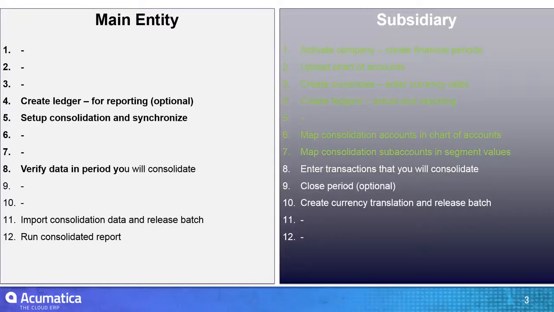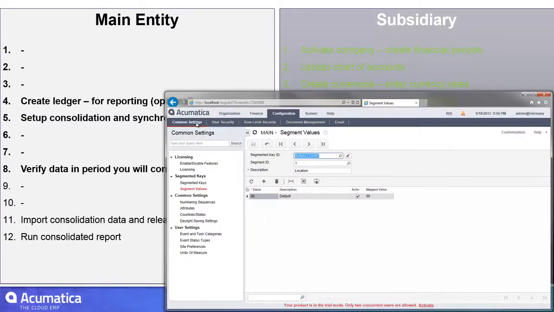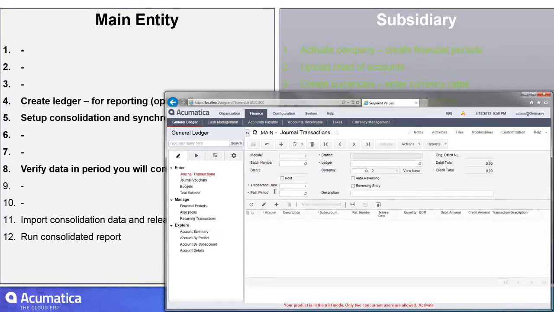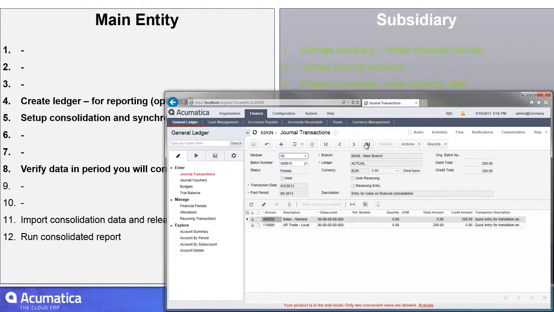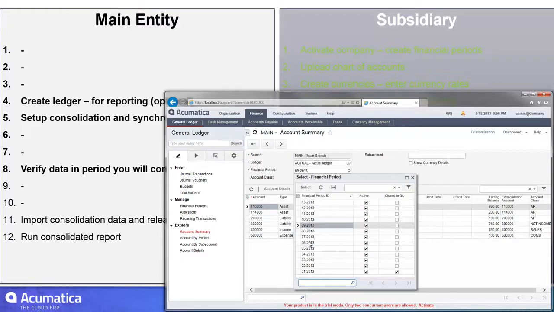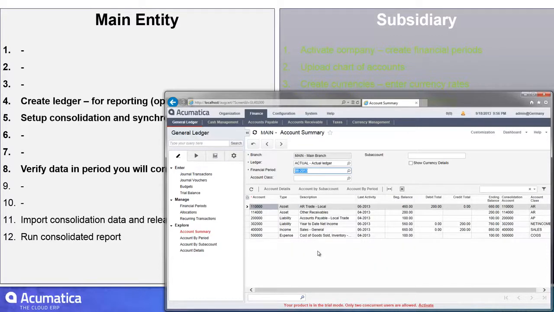So after I've done that, I went into the subsidiary and entered a couple transactions. Let me show you for the video what I went into the subsidiary to create. I didn't do anything too fancy. Simply went into the general ledger and went to the journal transactions and posted a simple journal entry. Once I had done this, it then became available, and I verified it in my account summary report so that you could see within my reporting period that that had been created.